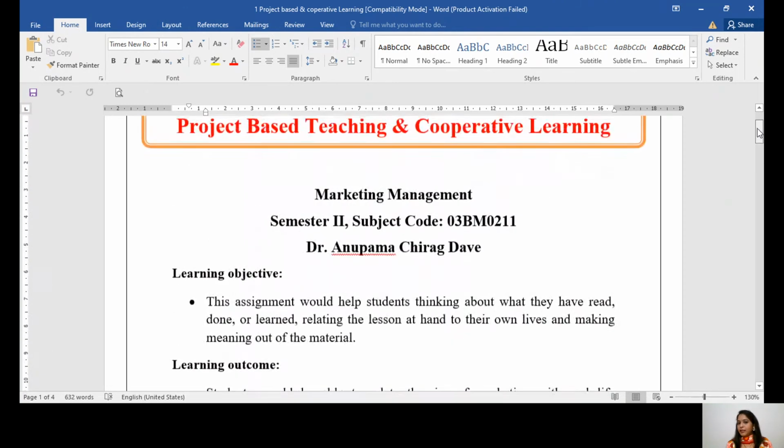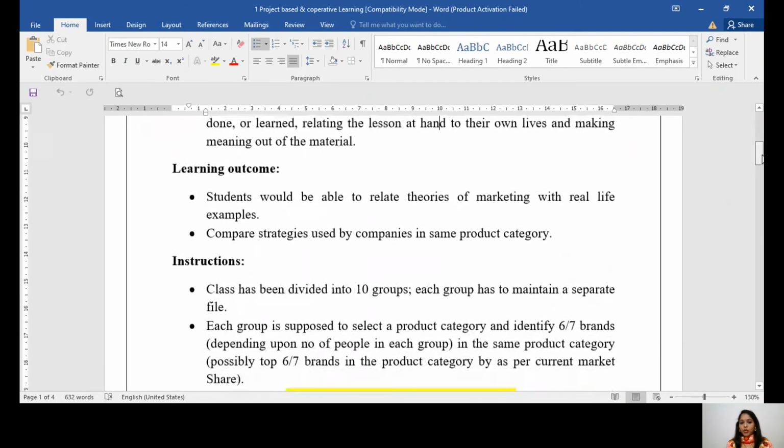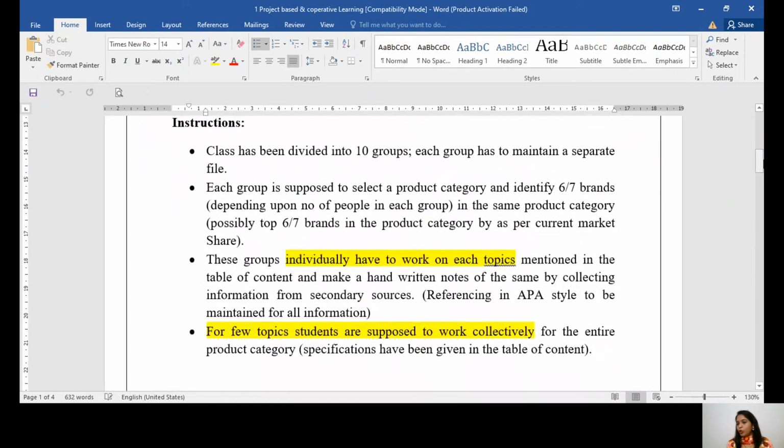This is an assignment that I had designed for my own subject, which is titled marketing management for MBA students. If you look into the instructions, I'm not going to read everything. I'm just highlighting how it is an example of cooperative learning and project. This was a project designed for the subject, wherein, if you look into this highlighted word, I have mentioned that in the group, individually they have to work on a certain topic. And in the second highlighted sentence, I've written a few topics on which students are supposed to work collectively.